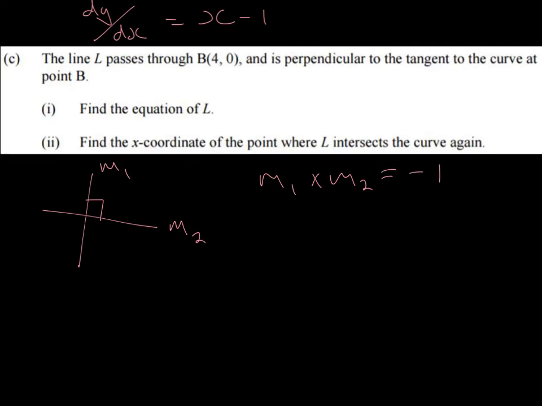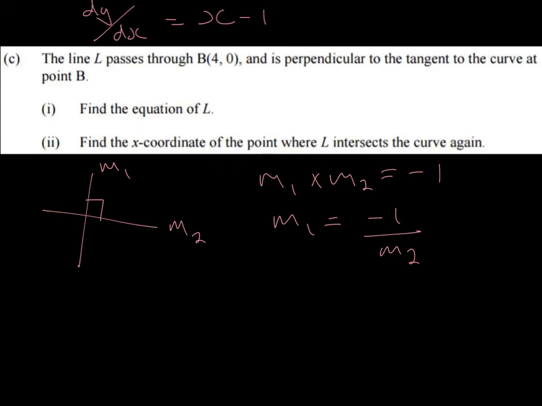The other way you can think about this is by saying that, if we rearrange it, m1 is equal to -1 over m2, or the negative reciprocal. So this is a key principle that we've seen in GCSE, but we need to draw on this here.